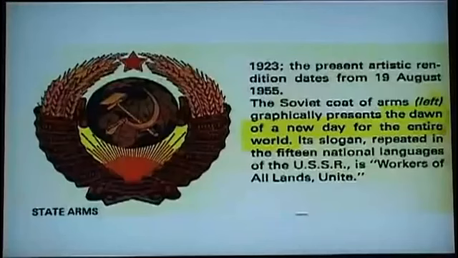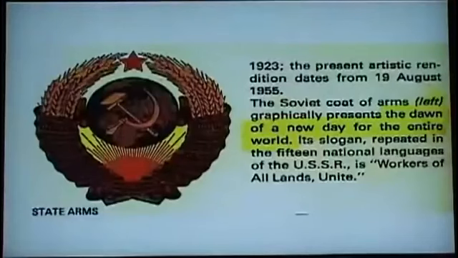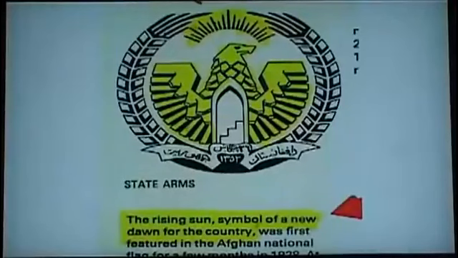But you will see the sun rising over the earth, coming up onto the earth. And it says on the right-hand side, the Soviet, which we're talking about Soviet communism. The Soviet coat of arms graphically presents, there it is again, the dawn of a new day for the entire world. So this is a very important symbol for world communism, the dawning of a new day for the entire world. Keep that in mind. And you'll see it in different communist states, the rising sun, the symbol of a new dawn for the country.